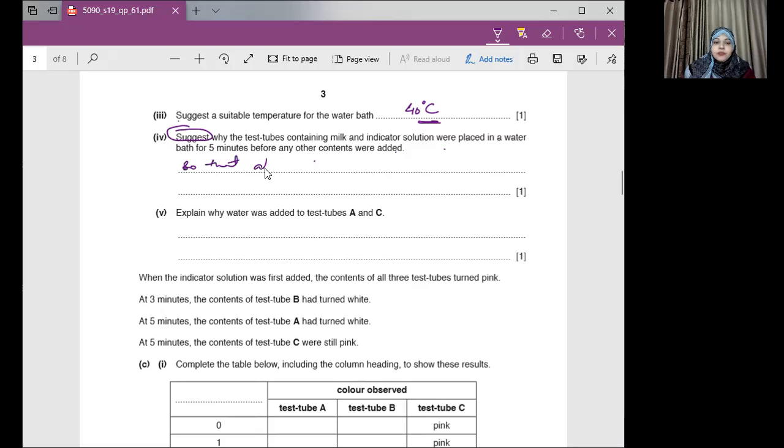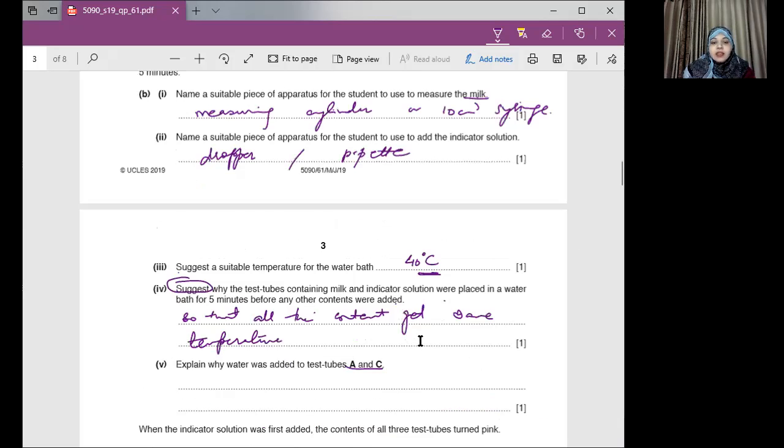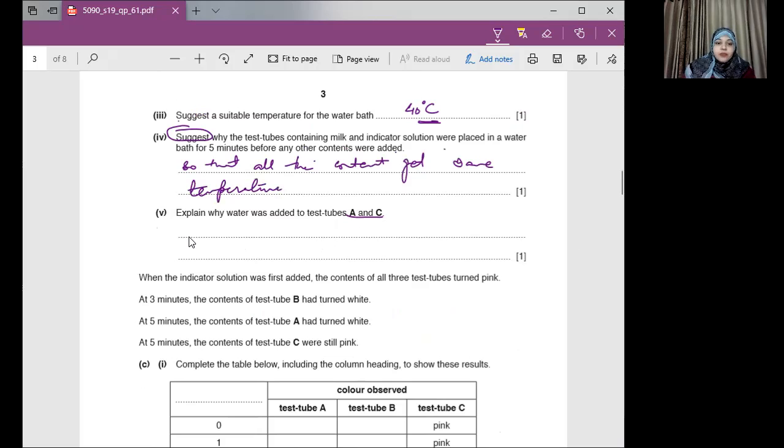So that... Why water was added to A and C. In this way, they are asking why the water is added to A and C. So the volume remains the same in all test tubes.